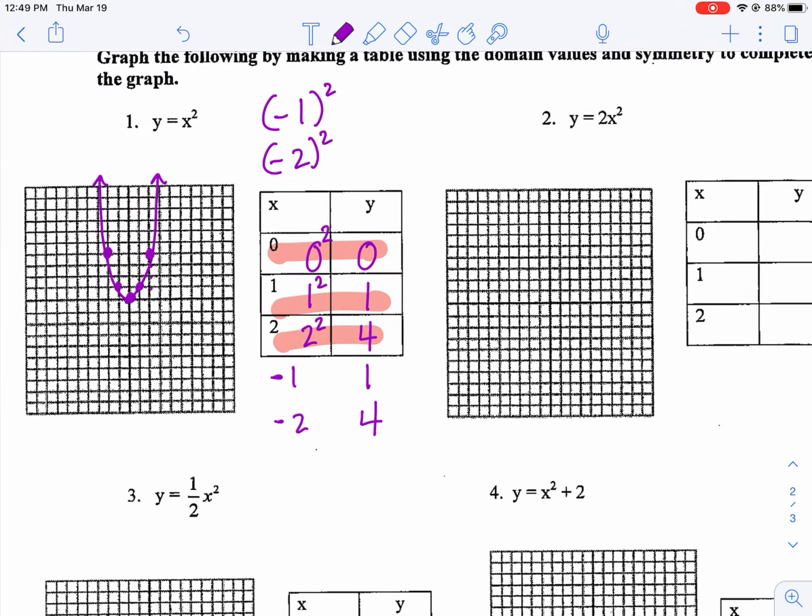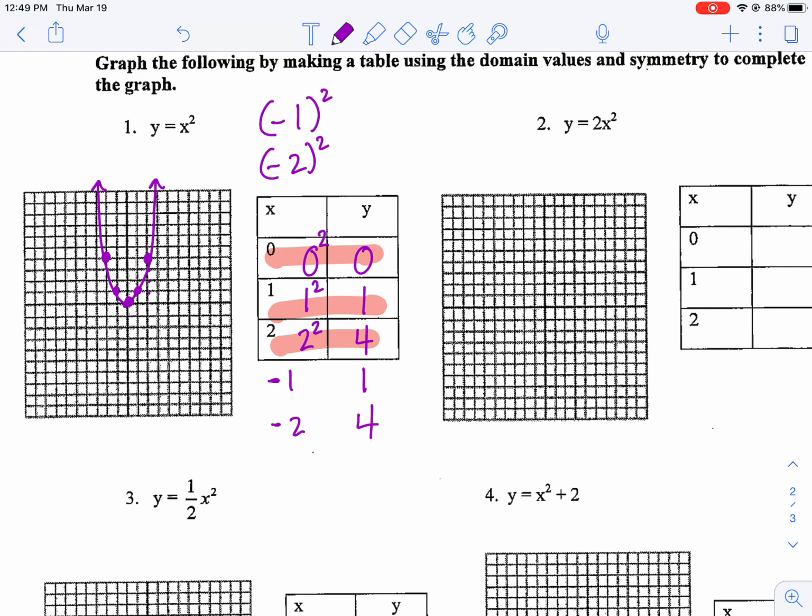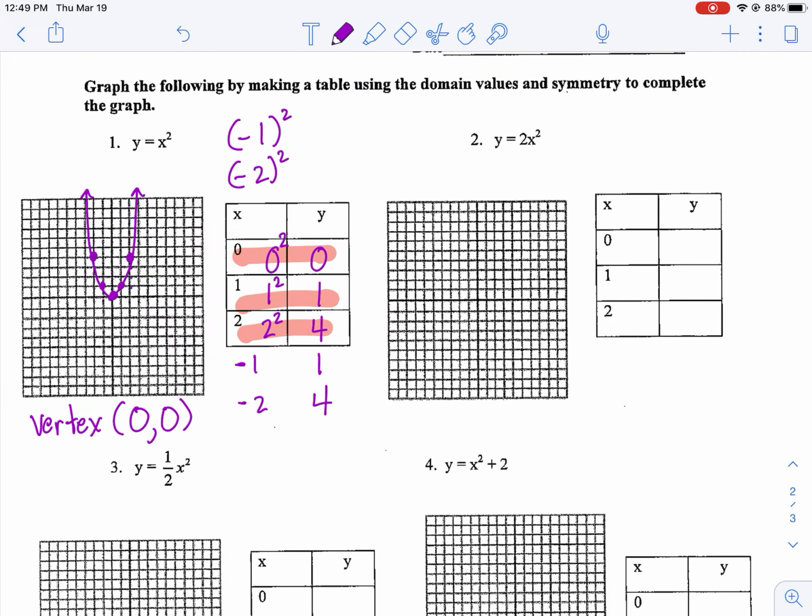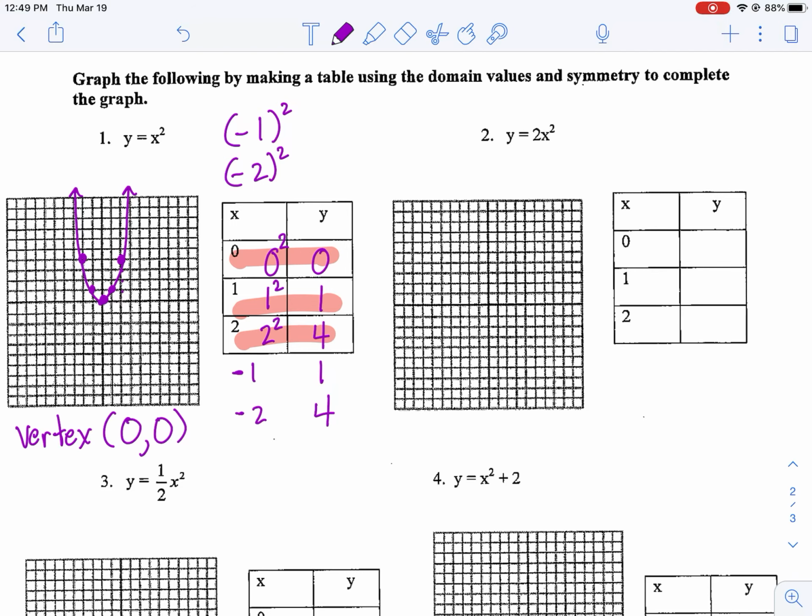So another word we want you to know is vertex. Vertex, actually we already talked about that, right? The bottom or the top of the graph. In this case, your vertex is 0, 0, okay? All right, now let's see what that 2x squared does to it.